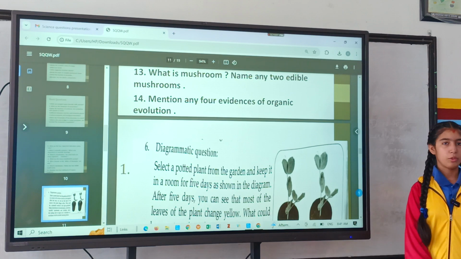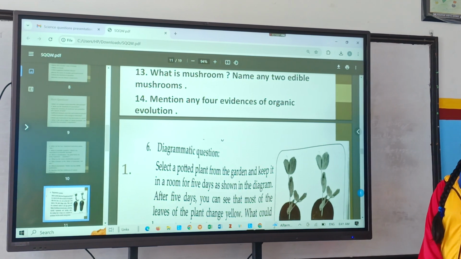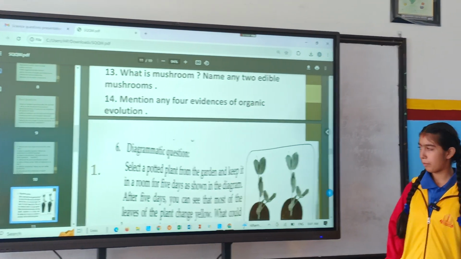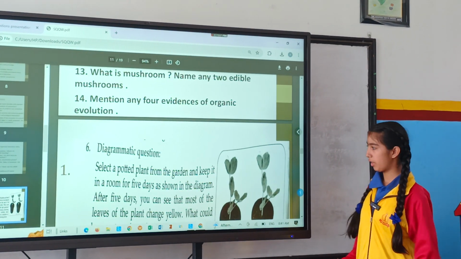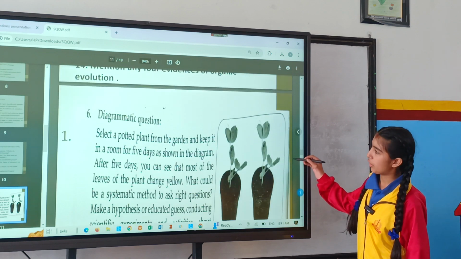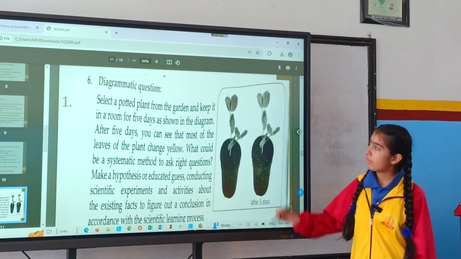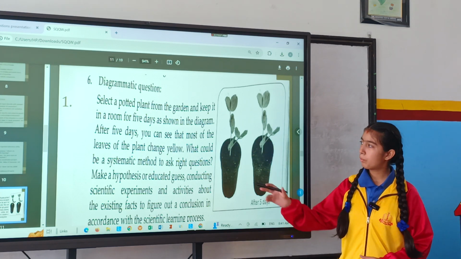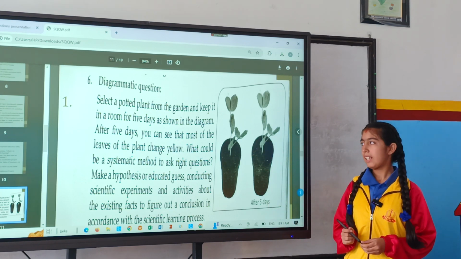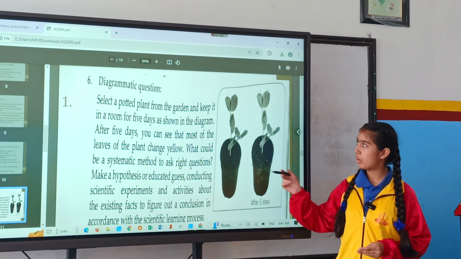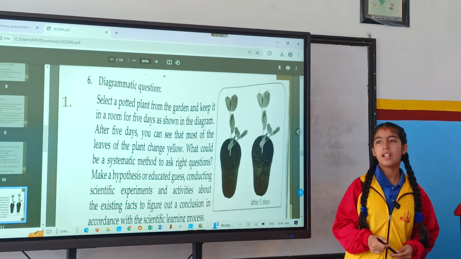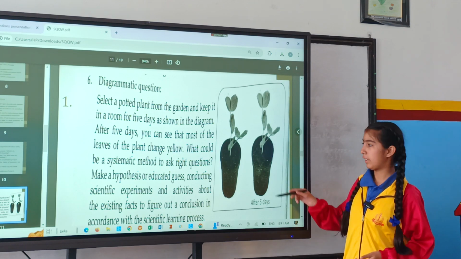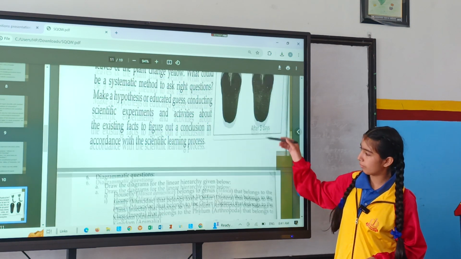Namaskar and a very warm good morning to our respected science teacher and my dear friends. As you all know, it's me Kritika Adhikari and I am here to discuss diagrammatic questions. So here's the first question. Keep a potted plant from the garden and keep it in the dark. So its third question is why, if you put the plants in sunlight, the leaf changes its color into green, and if we don't keep it in sunlight, its color changes into yellow, and why? You have to write only that.